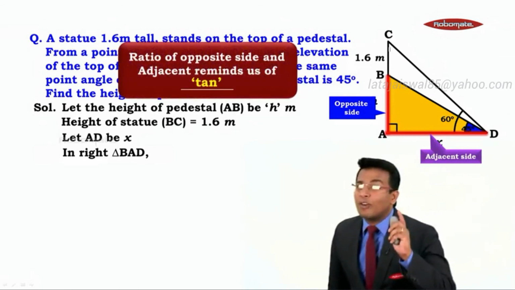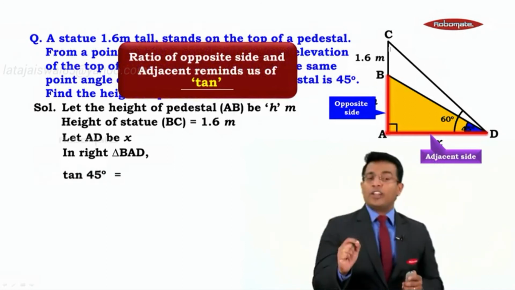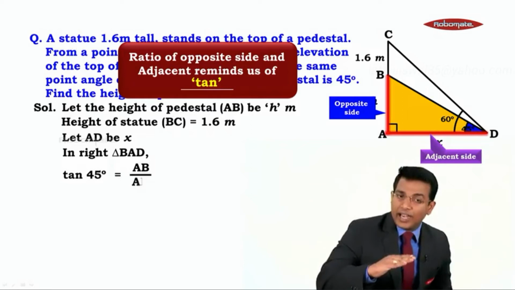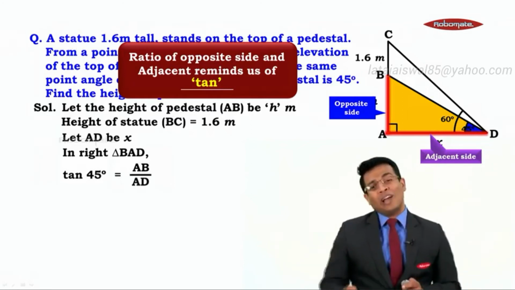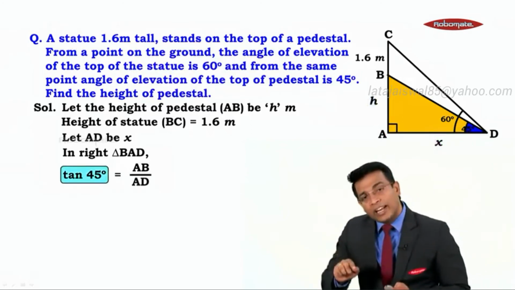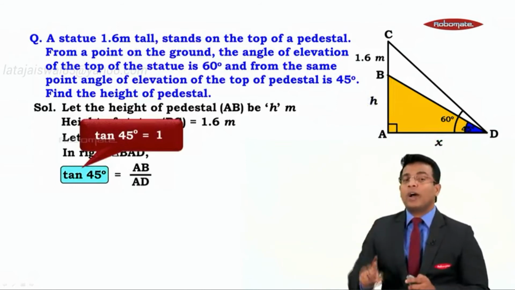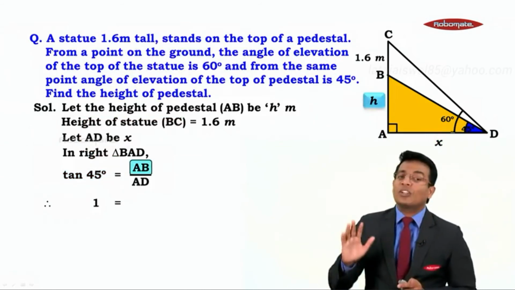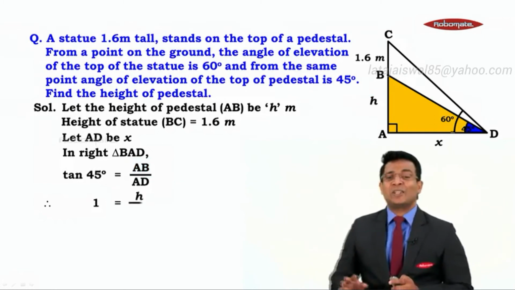So we are going to use tan of 45. We write tan of 45 is equal to the opposite side, which is AB, upon the adjacent side, which is AD. Now we substitute the values. Tan of 45 from the table is 1. So 1 is equal to what's the value of AB? It's h. What's the value of AD? AD is x.